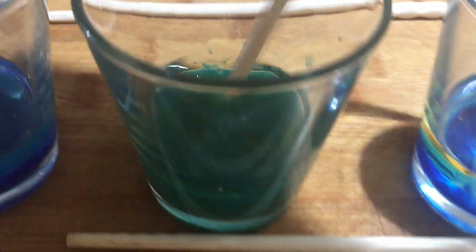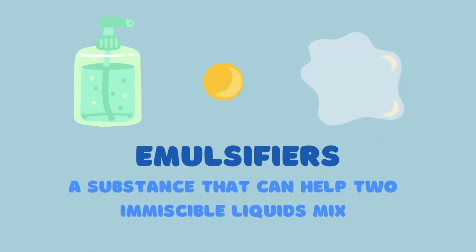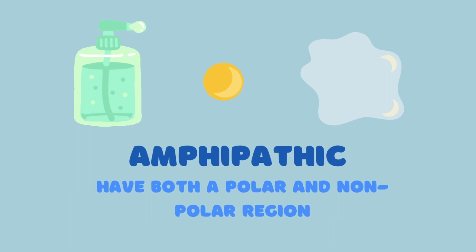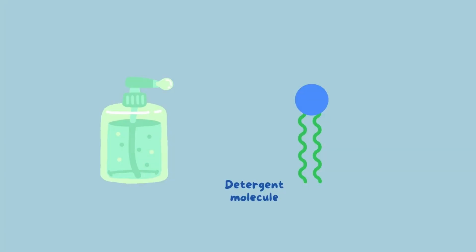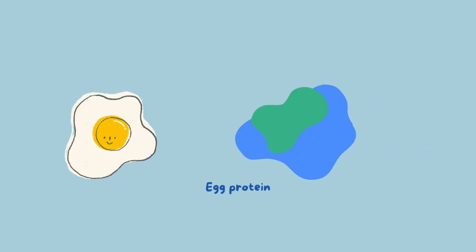The reason why the oil and vinegar were able to mix when we added in detergent and the egg yolk and white is because these 3 are emulsifiers, which is a substance that can help 2 immiscible liquids mix. Immiscible meaning that they do not mix. These emulsifiers contain amphipathic molecules, which means they have both a polar and nonpolar region. The general structure of a detergent molecule is that they have a polar head and a nonpolar tail. Similarly, the egg contains proteins that have polar and nonpolar domains.